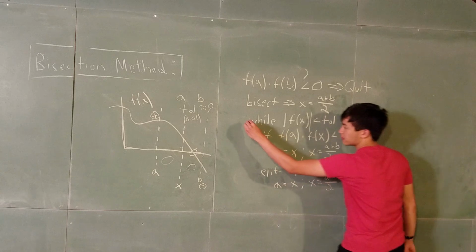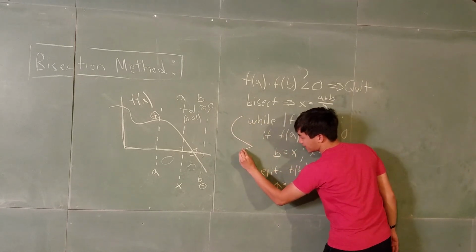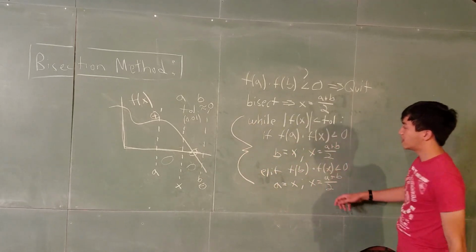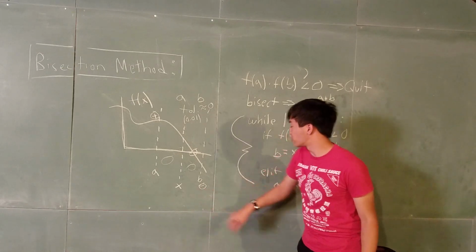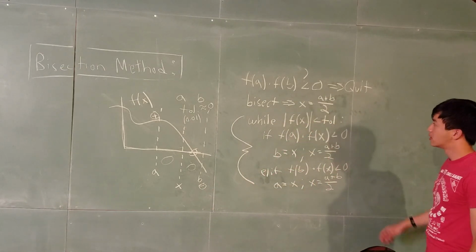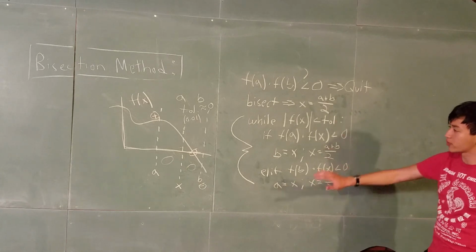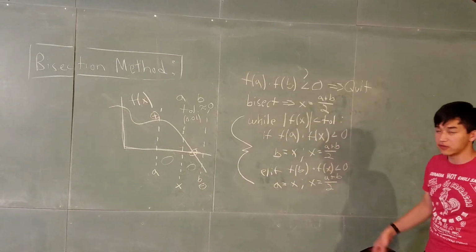And the real bulk is these few lines, because we're going to keep repeating these lines until eventually we move x to be in such a place that it's less than tolerance. So now that you've seen the algorithm, let's run through it using this example in order to see the flow of it.